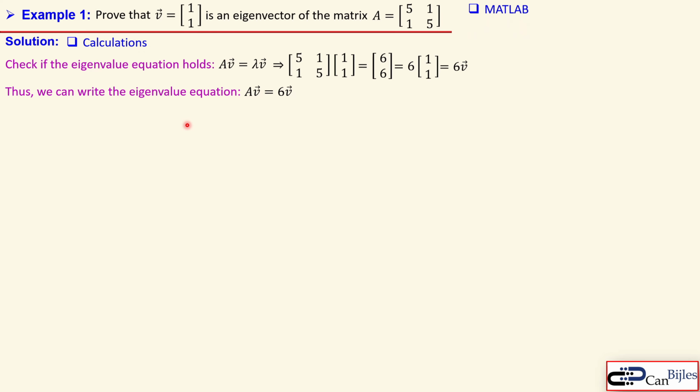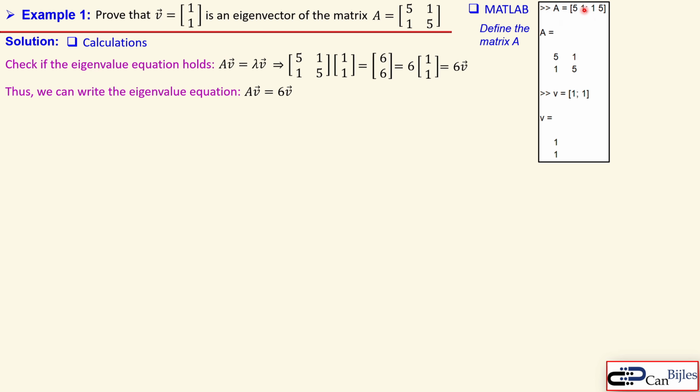We can also see that in MATLAB, in the command window. You can define a matrix like so, 5, 1 and a semicolon, and you go to the next row and 1, 5. So this is the definition of how to define a matrix in MATLAB. And this is the vector we have been given, so 1 semicolon and then again 1. And then we have this, and this we will now operate on with eig.